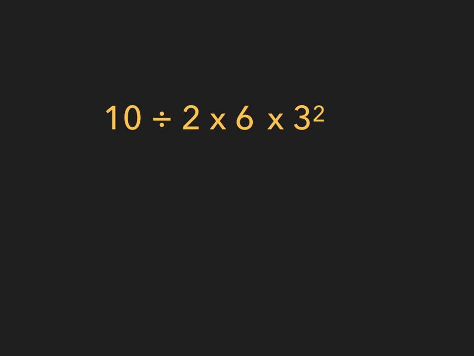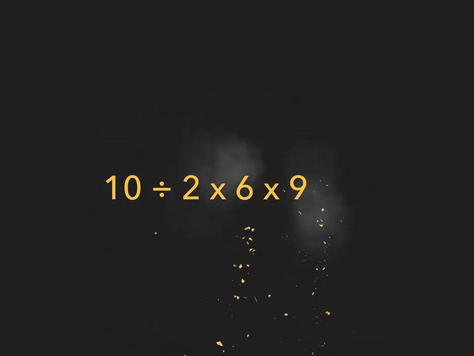The next step in the order of operations, I've solved my parentheses. Now I'm going to see if there's any exponents. And there are. I have 3 squared. Now I figured out that 3 squared equals 9. So now my problem looks like this, which is 10 divided by 2 times 6 times 9.